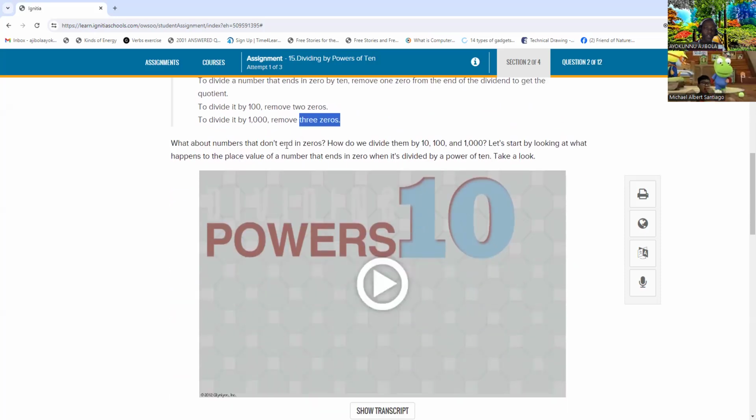Now, what about numbers that don't end in zeros? I just mentioned that the other time. How do we divide them by 10, by 100, or by 1,000? Let's start by looking at what happens to the place value of a number that ends in 0 when it's divided by a power of 10. So we're going to take a look at this video. Is that clear?